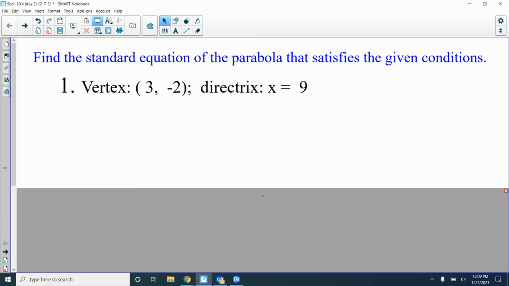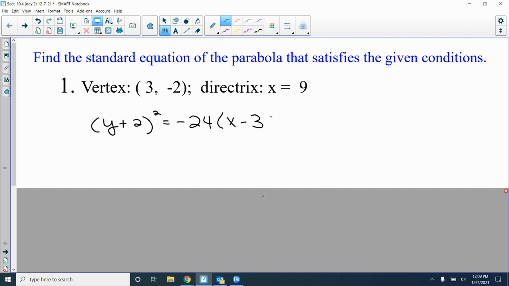For this, y plus 2 squared equals minus 24, x minus 3. Okay. The key number there, negative 24. And so you've got to find that a value. So in general, you get y minus k squared equals 4a times x minus h.